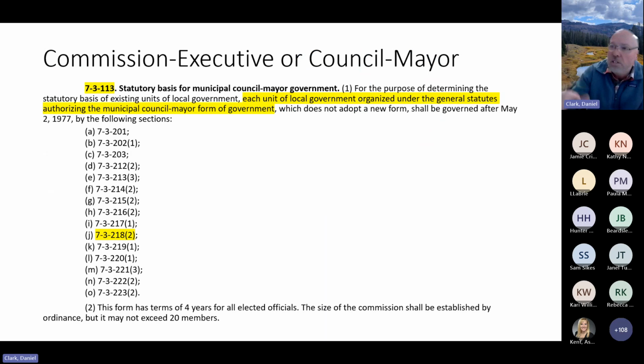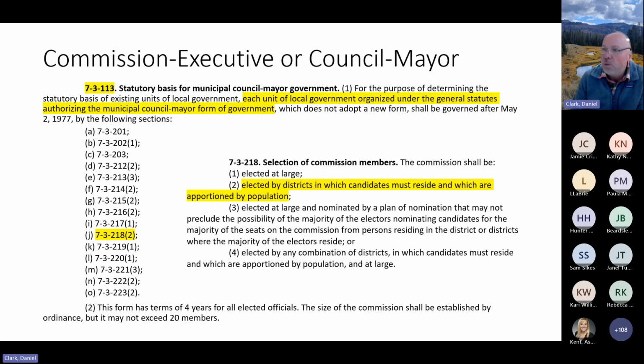As you look down here, this is the list of structure of local government. So this is for the commission, executive, or council mayor form of government. They have an elected city council and an elected mayor. And you see all along those statutes down here, they each have a 1 or 2 or a 3 next to them. And that number represents the sub option. So let's look at this one that's highlighted, 73218, sub option 2 is the default that the legislature has predetermined for all commission executive forms of government.